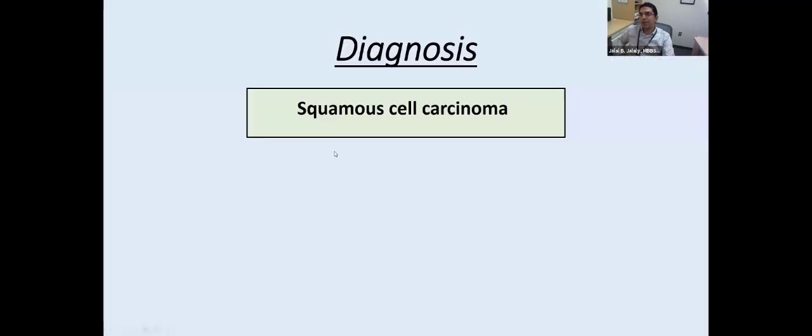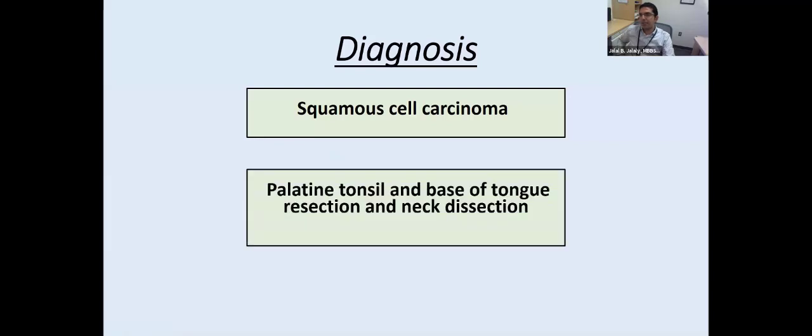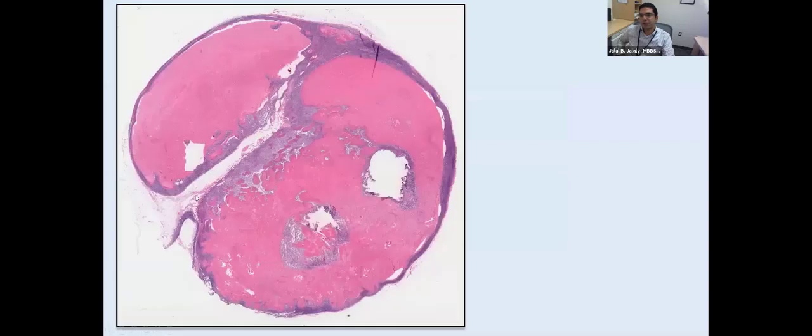So this patient underwent a primary workup, and they identified the primary to be in the oropharynx, and specifically in the base of tongue. And the patient underwent a palatine tonsil and base of tongue resection with neck dissection.